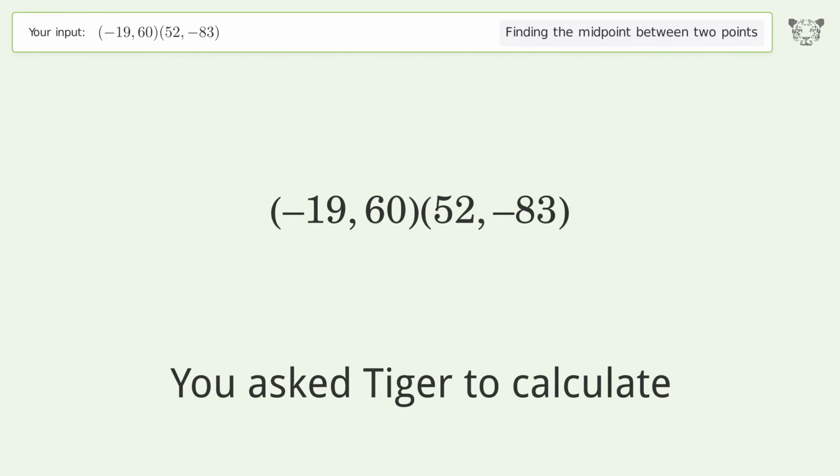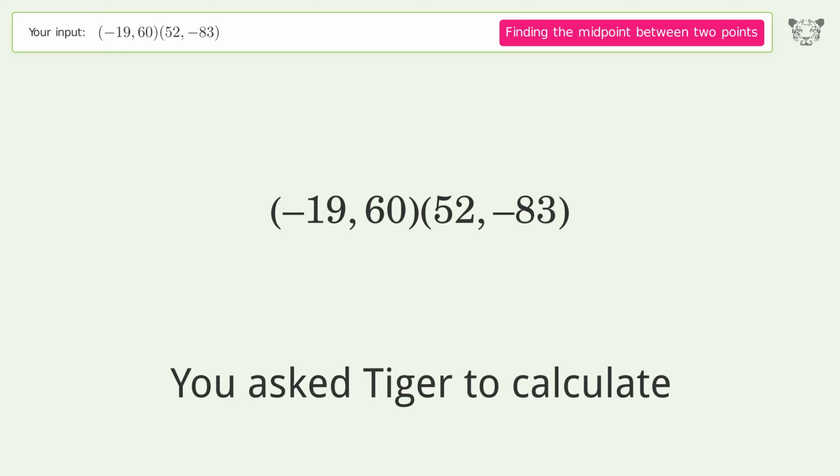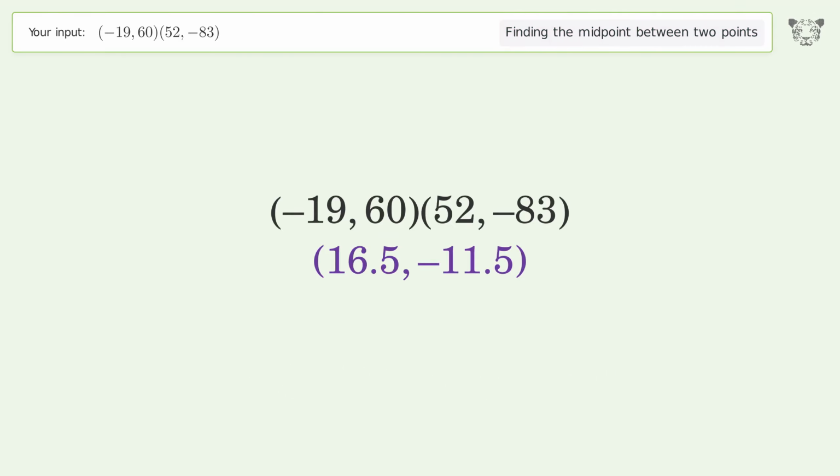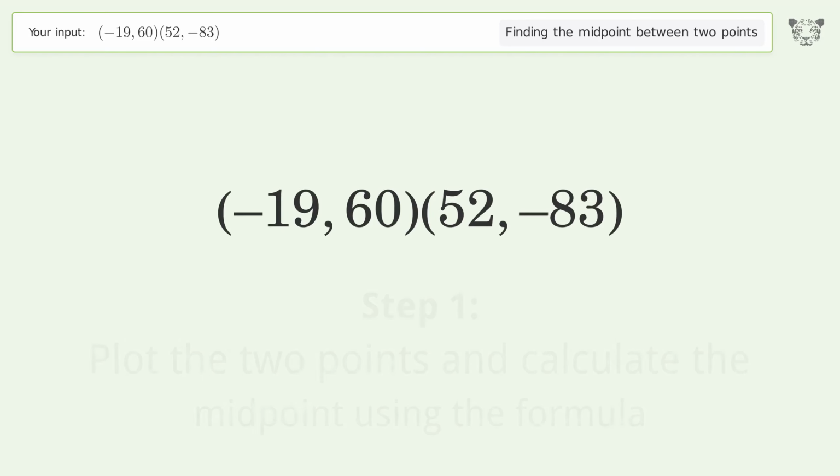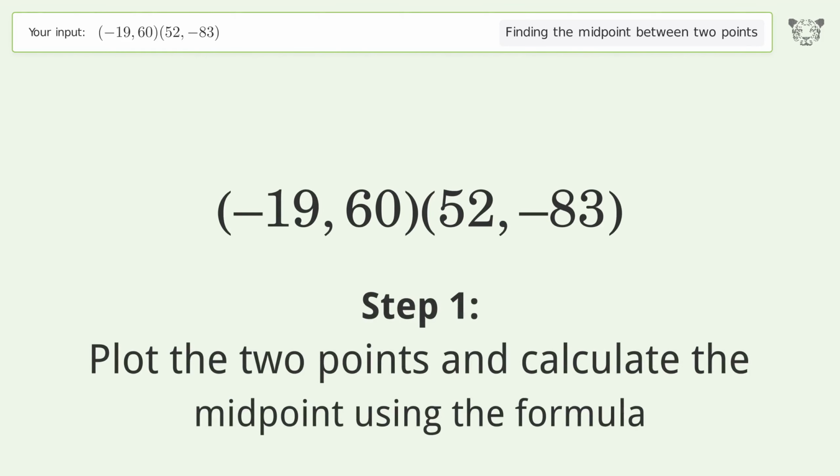You ask Tiger to calculate. This deals with finding the midpoint between 2 points. The midpoint between the 2 points is 16.5, negative 11.5. Let's solve it step by step. Plot the 2 points and calculate the midpoint using the formula.